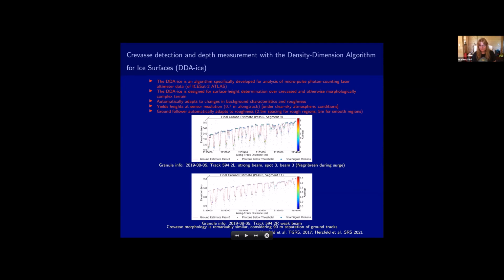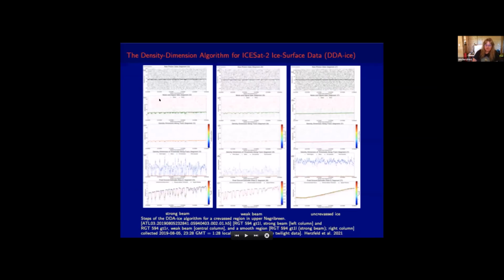Okay, so here you see DDA-ice. This is an example taken from Negribreen, and it actually allows following along the top of the surface and into crevasses for the strong beam, as you saw in the movie, and there's also the weak beam always in the same pair. And we get surface height at sensor resolution, which is 70 centimeters along track from space, unless there are clouds.